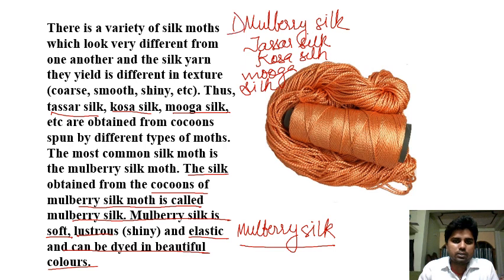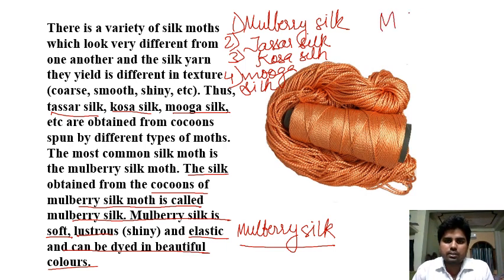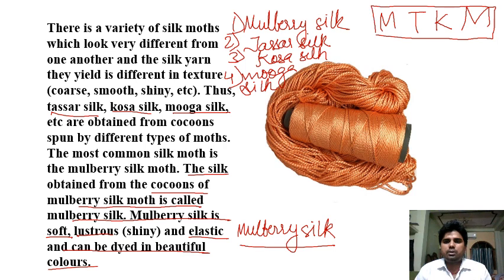Okay, 1 2 3 4. So we have to remember these silks. M for mulberry, T for tassar, K for kosa, M for moga. MTKM. Mulberry, tassar, kosa and moga.